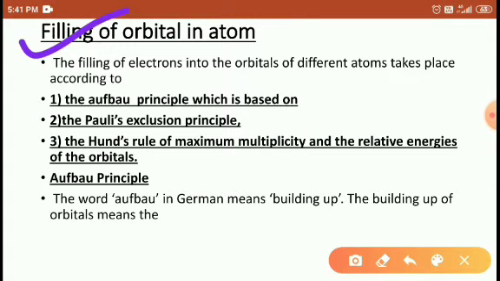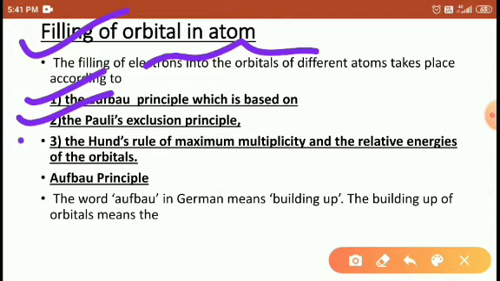The filling of orbitals in an atom. The filling of electrons in the orbitals of different atoms takes place according to the Aufbau principle, the Pauli exclusion principle, and Hund's rule of maximum multiplicity. These three rules are the most important rules. Through these rules we will understand which rules these scientists used and explained to us, right students? So the first one is the Aufbau principle.